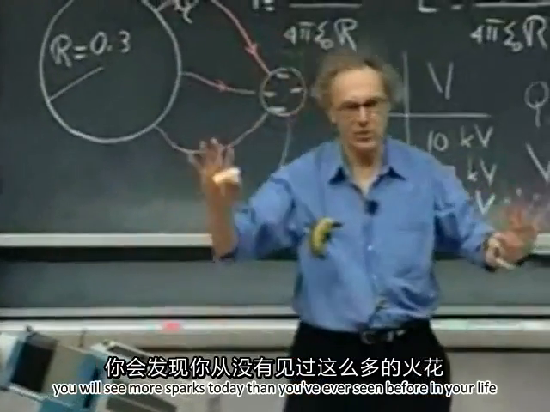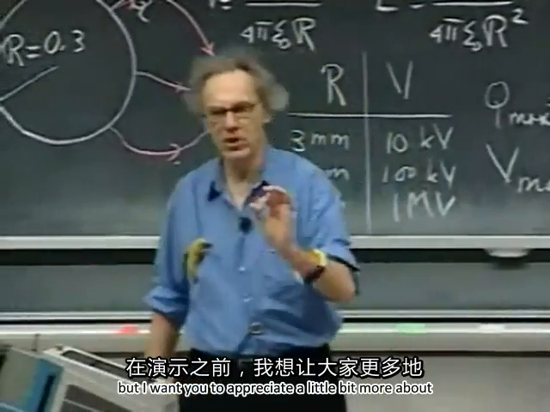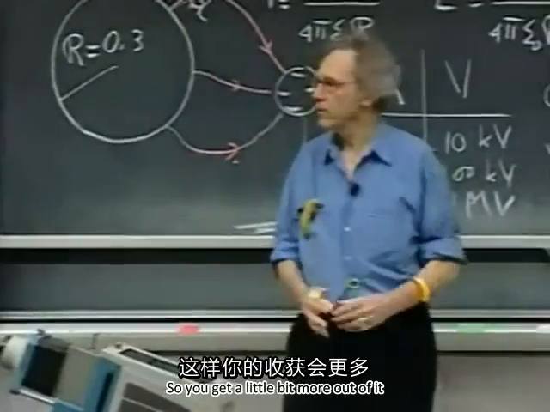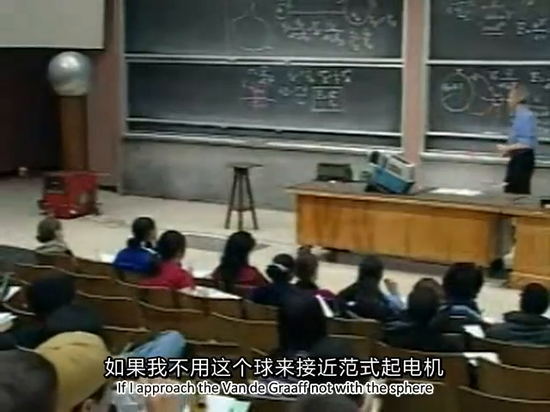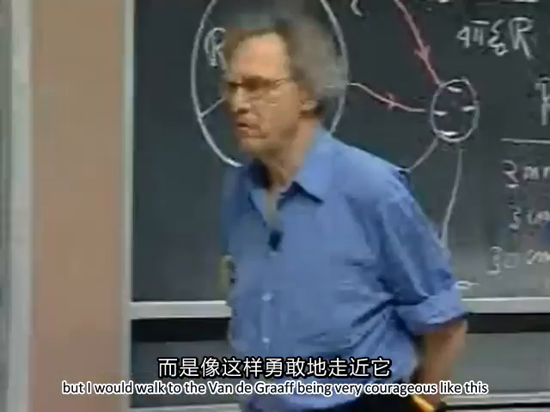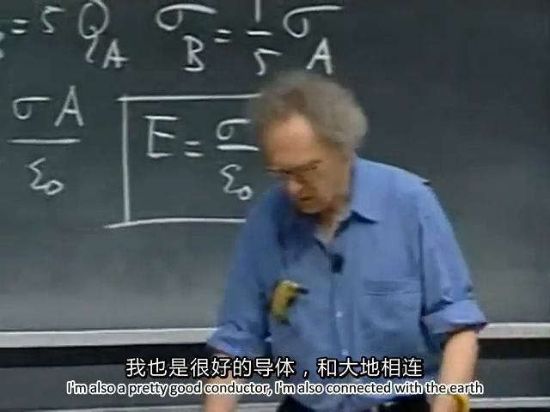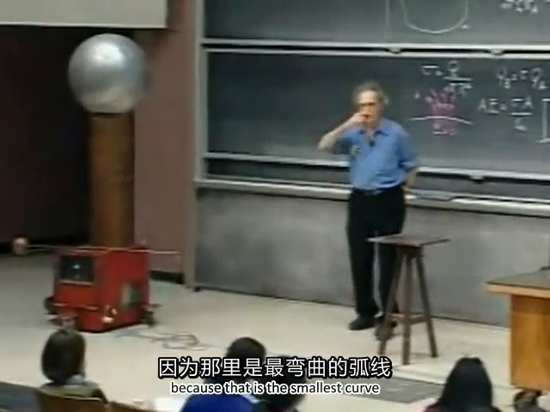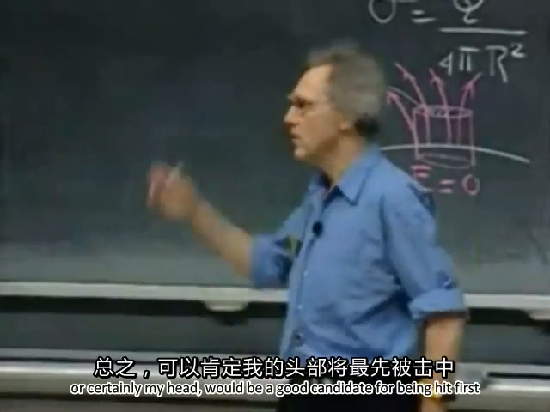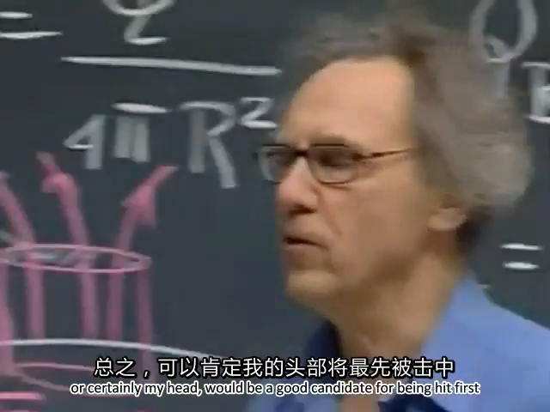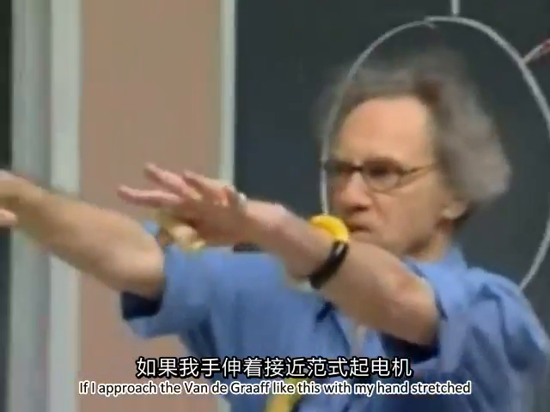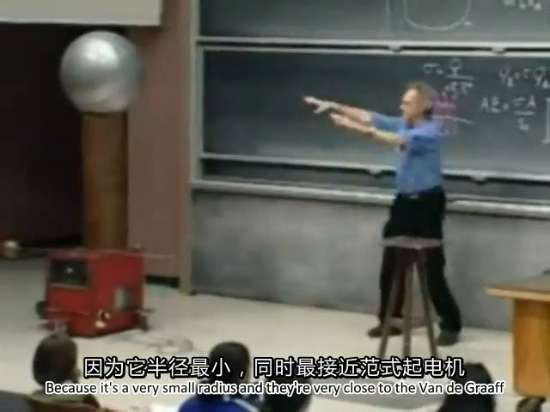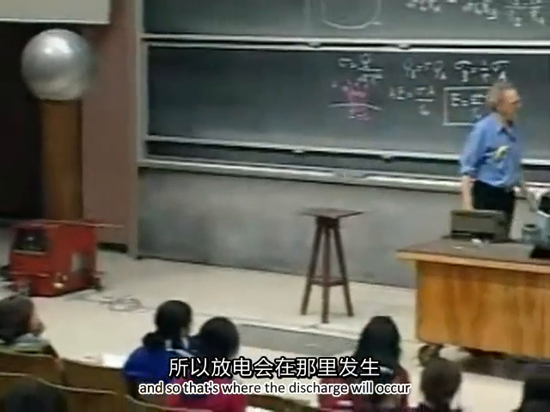You will see more sparks today than you've ever seen before in your life. But I want you to appreciate a little bit more about the sparks, about lightning, before I demonstrate that, so you get a little bit more out of it. If I approach the Van de Graaff not with the sphere, but I would walk to the Van de Graaff being very courageous like this, I'm also a pretty good conductor, I'm also connected with the Earth, then the chances are that the spark would develop first between my nose and the Van de Graaff, because that is the sharpest curvature, the smallest radius. Or certainly my head would be a good candidate for being hit first. If I approach the Van de Graaff like this, with my hand stretched, then chances are, of course, that the sparks will first develop between my fingertips, because it's a very small radius, and they're very close to the Van de Graaff, and so that's where the discharge will occur.